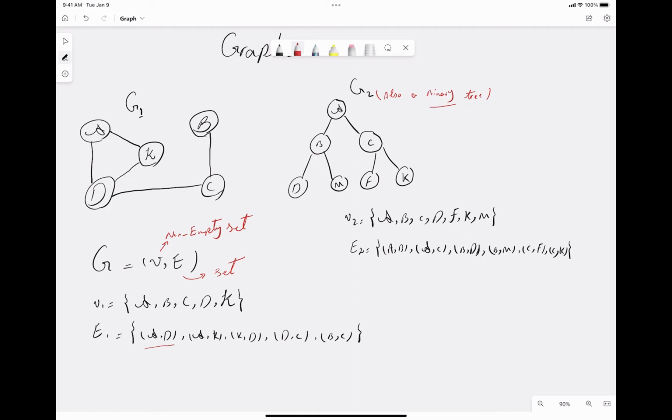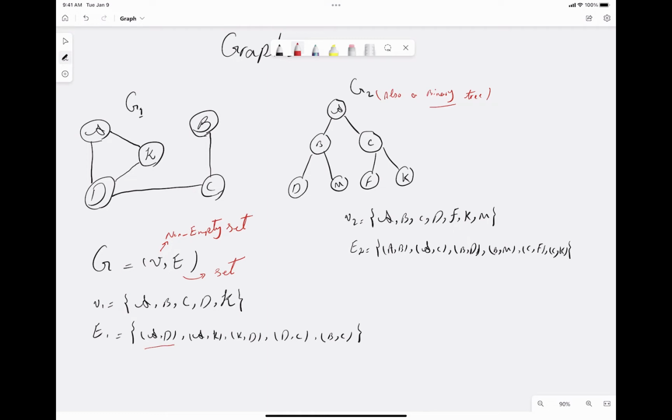On the right side, you see another example, the graph G2. Also, it is a binary tree. We have talked about binary trees in other videos, so make sure to watch my other videos about binary trees. Here, the node A is connected to nodes B and C, and also B is connected to nodes A, D, and M, and so on, as you see here.